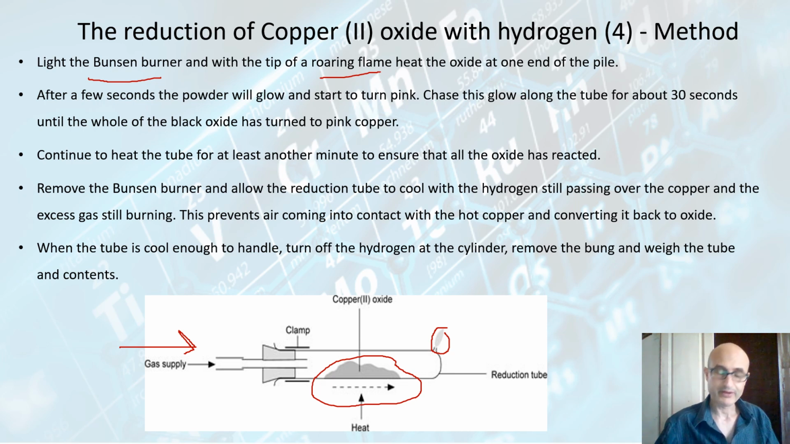So the idea is this: first remove the heat, then at the same time ensure that your hydrogen keeps on flowing, till the hard glass tube is cool enough to touch comfortably. At that point, you can close off the hydrogen flow and reweigh the contents and the hard glass tube. The contents can be weighed inside the hard glass tube, and the final mass of the hard glass tube and the copper metal should then be noted. Let's now move on to the next slide.